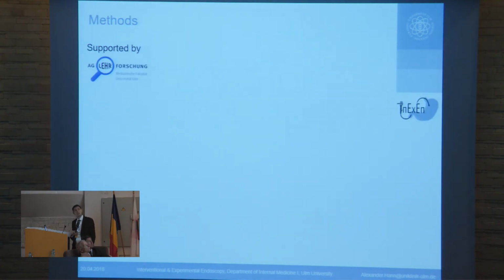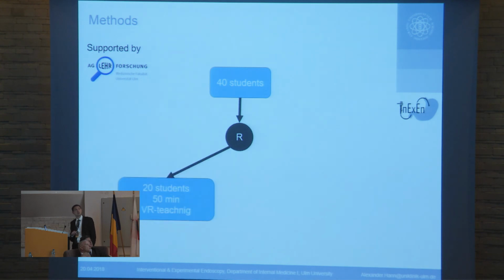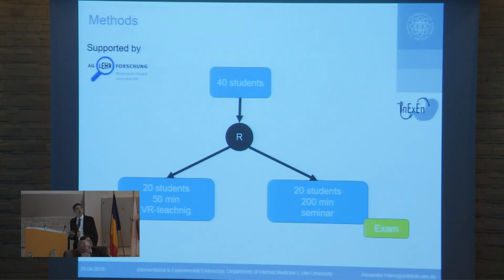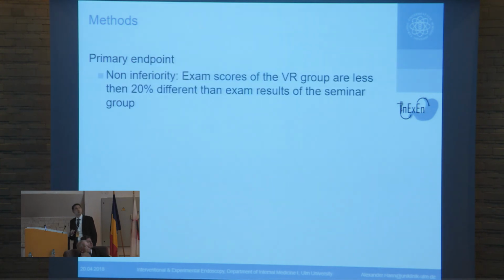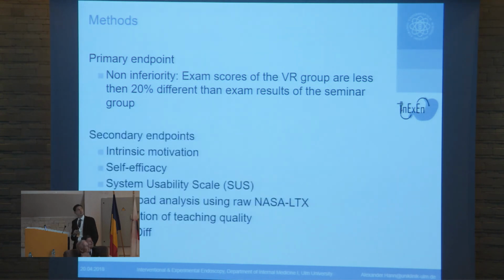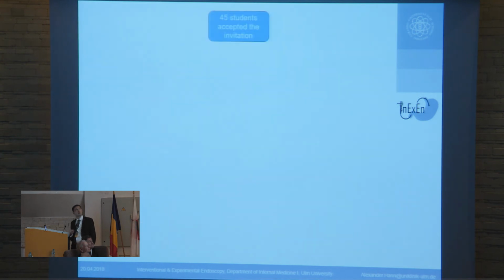So we performed a study in January this year, and the plan was to take 40 students and randomize them to 50 minutes of virtual reality teaching, or 200 minutes of very intensive seminar with a lot of images and group work, and then perform an exam. And the primary endpoint was defined in this prospective study, that the VR group and the seminar group perform maximum 20% different. We also have a lot of secondary endpoints.